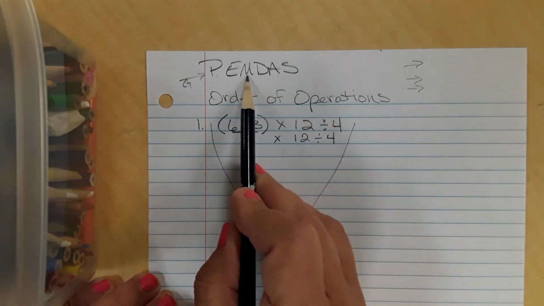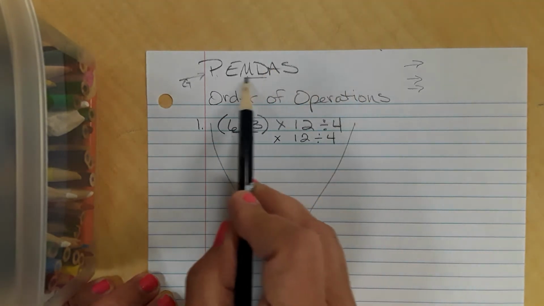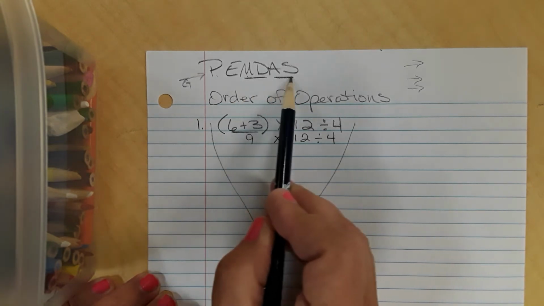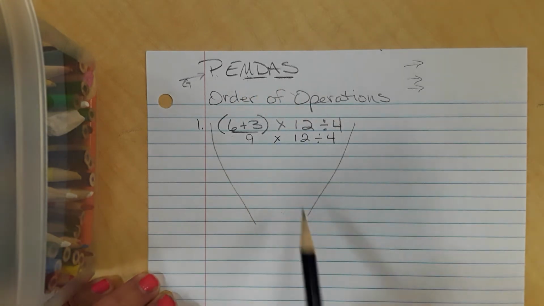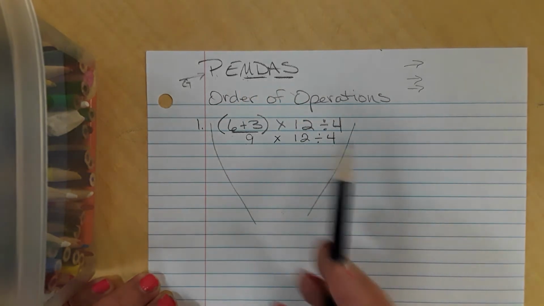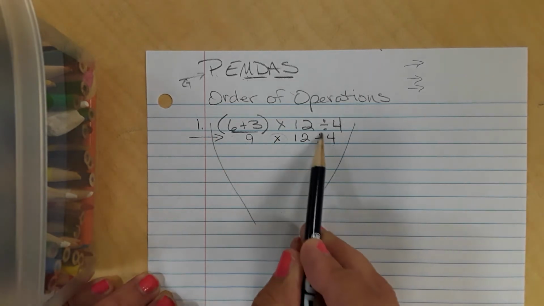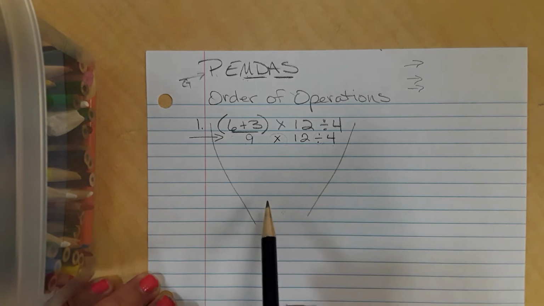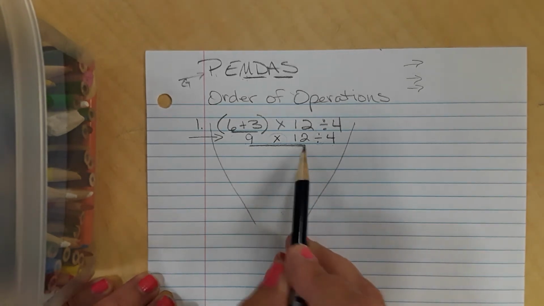Well, what comes first, multiplication or division? Actually, that's a little tricky because multiplication and division work together, as do addition and subtraction. So we're just going to work from left to right. We're going to work from left to right. That means we're going to go this way. When all we have left is multiplication and division, we just work from left to right. So 9 times 12 is the next thing we're going to do.